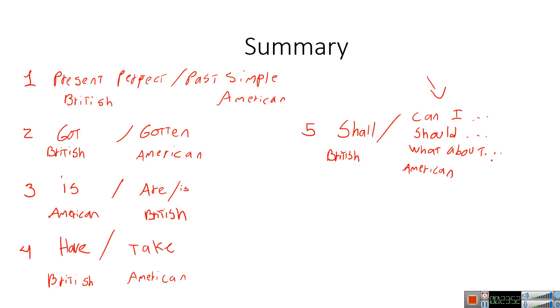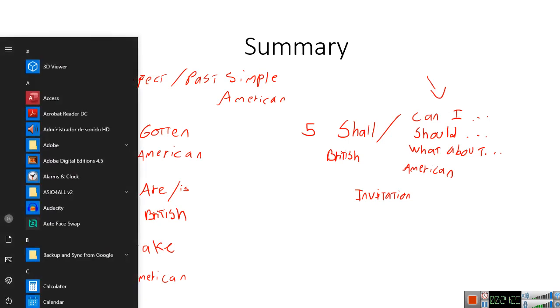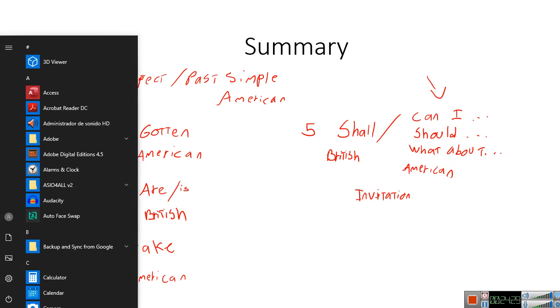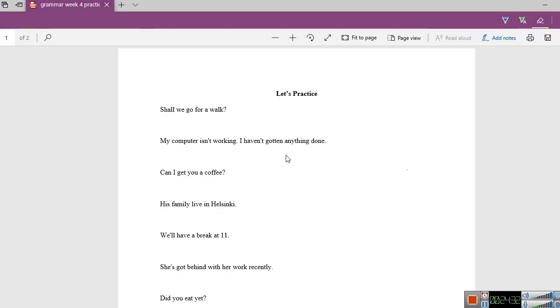It means instead of using can, should, what about, in British shall is used for an invitation. So like, shall we get a coffee? That is, do you want a coffee? Should we get a coffee? What about we get a coffee? That is what it means. So we're going to do a couple of exercises to practice our knowledge and see how well you do.